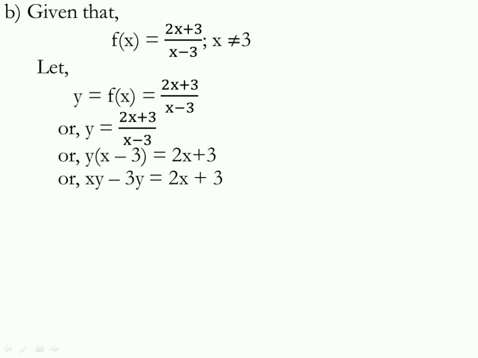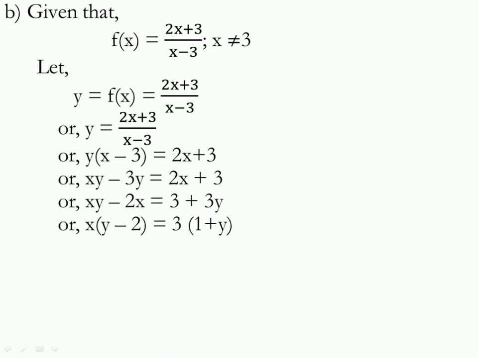Now what we have to do? Remember this thing. Now you have to take all the x terms to one side and other parts to the other side. So these are the parts of x, xy and 2x. So keep them on one side and make other things on the right side. So xy - 2x equals 3 + 3y, because this -3y goes to the right side and becomes plus. 2x was plus, coming here on the left side becomes minus.